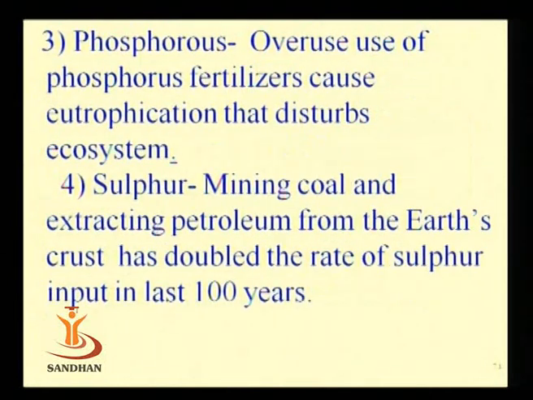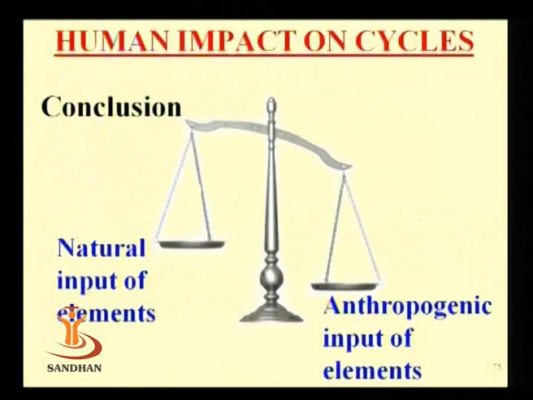Overuse of phosphate fertilizers causes eutrophication that disturbs the ecosystem, and mining coal and extracting petroleum from earth has doubled the rate of sulfur input. So I would conclude by saying that the natural input of these elements in the atmosphere is very small as compared to the human input of the elements.